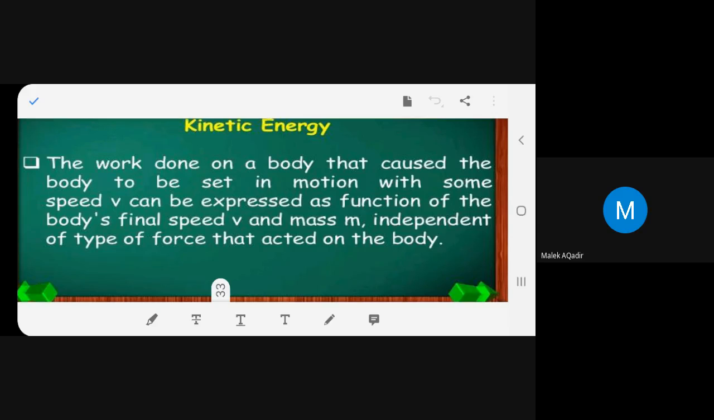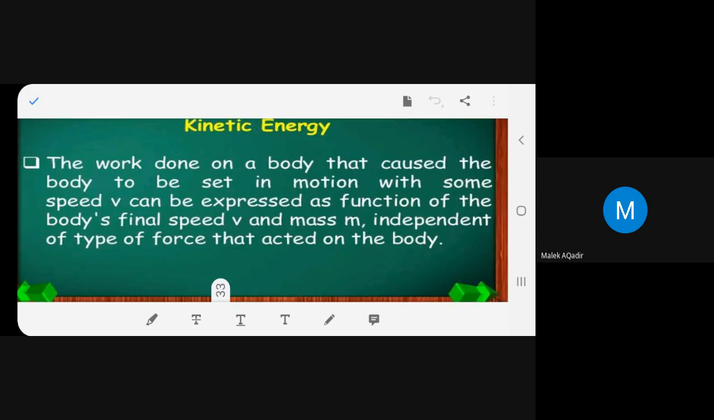When you do certain work on any body, the body starts moving. You agree with me? The body starts moving. You agree or not? Then I say that the work is done on the body. The body starts moving, that means it is in motion. It will have some speed, for example, let's say v. And we also know it has got its own mass m.